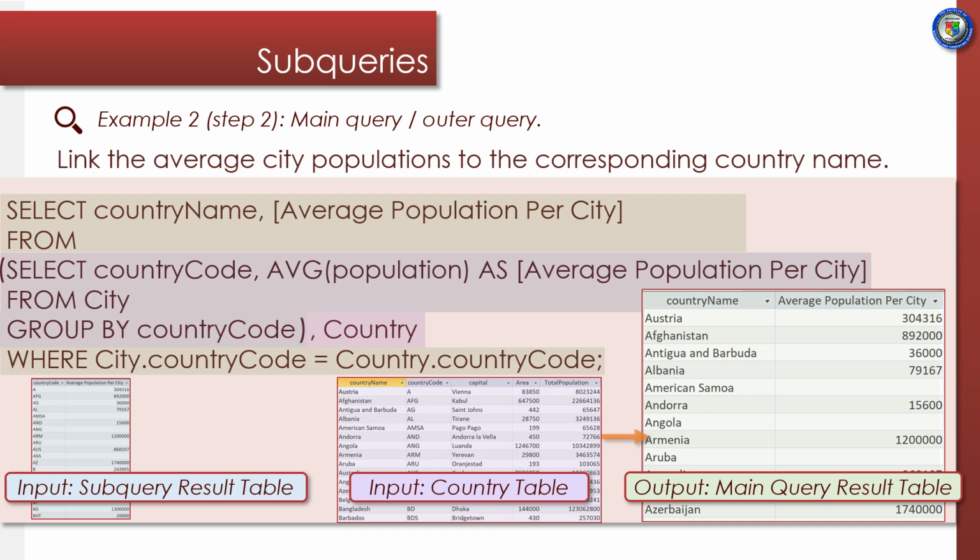It does this by selecting the country name and the average population per city. We then, in the where clause, have an equijoin where it says city.countrycode equals country.countrycode. So we will return results when both of these country codes are the same. This will then provide us with our output table, our main query result table.